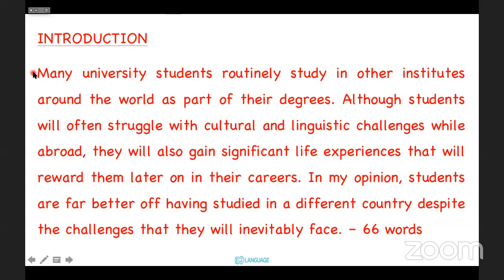Many university students routinely study in other institutes around the world as part of their degrees. Although students will often struggle with cultural and linguistic challenges while abroad, they will also gain significant life experiences that will reward them later on in their careers. In my opinion, students are far better off having studied in a different country, despite the challenges that they will inevitably face. 66 words for that introduction.